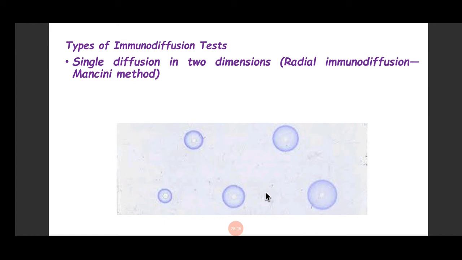Another type is single diffusion in two dimensions. This is an agar containing antibody, and we have made a well in it. In that well, we have placed antigen, and this antigen will diffuse, and it will form a ring of precipitation. So antigen is present in the well, it will diffuse into the agar, and at the optimum concentration, it will form a ring. And if you have placed some specimen, the size of the ring will tell you the concentration of antigen present in the specimen, right? Because if there is more antigen in the well, it will diffuse farther.